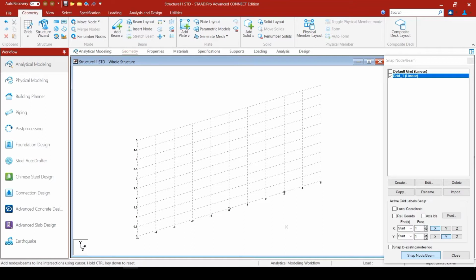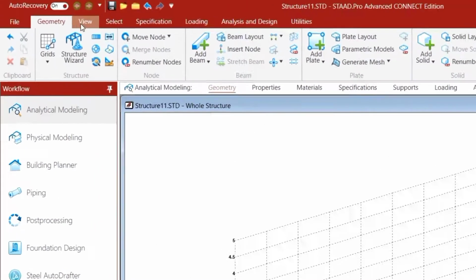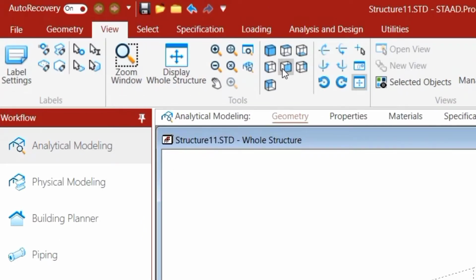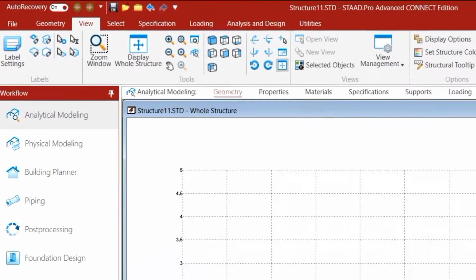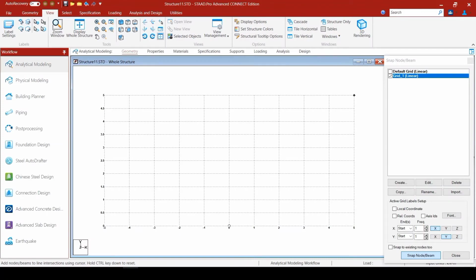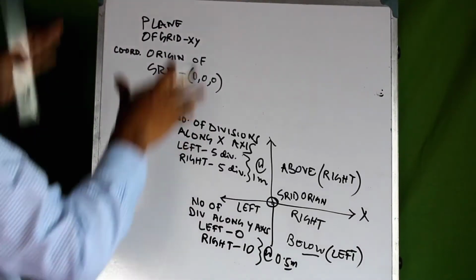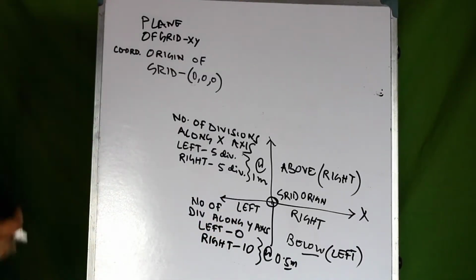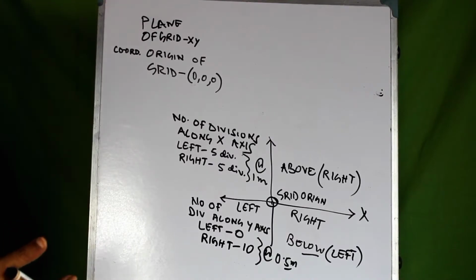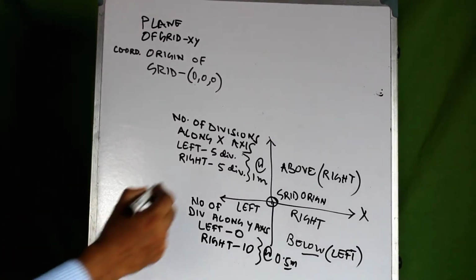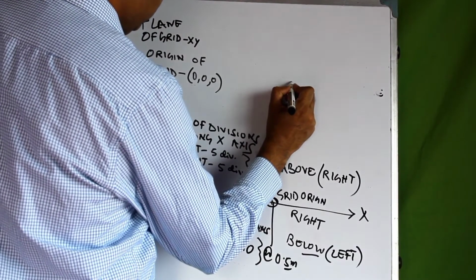Now let us try and view this grid from the plus Z direction. So we go to the view option and click on front view. And now you are able to see this whole construction grid in the XY plane. So now let us try and see, based on what we have explained, what type of grid we would obtain. Say this is the grid origin.